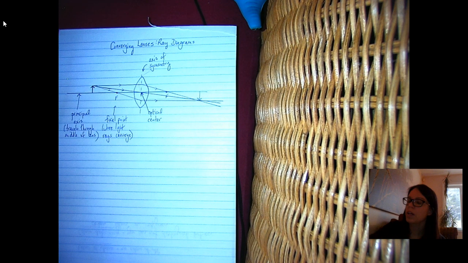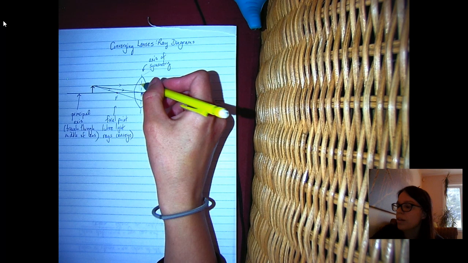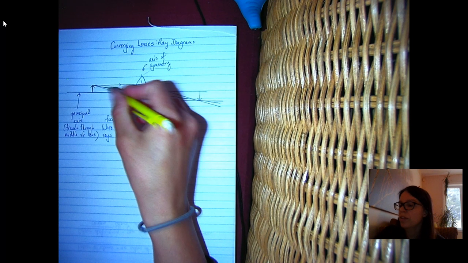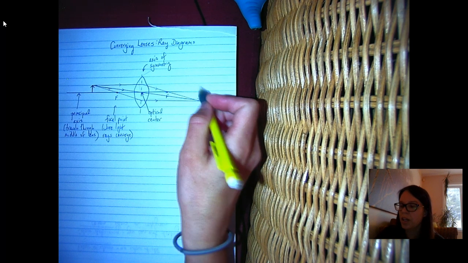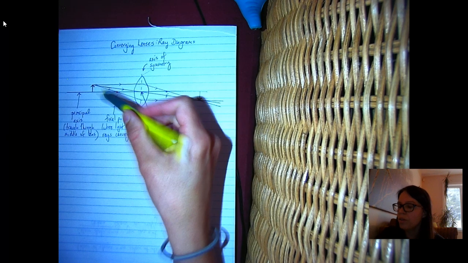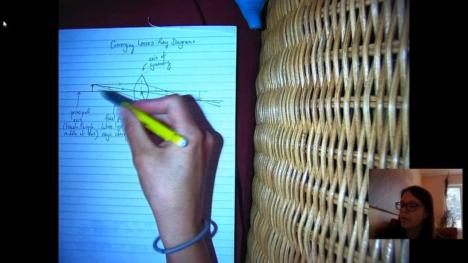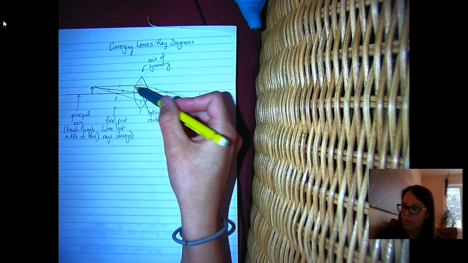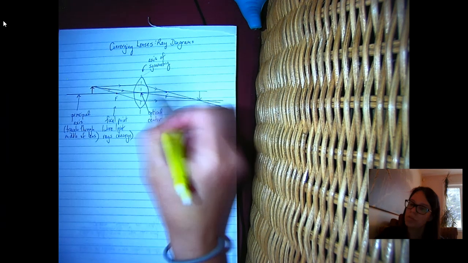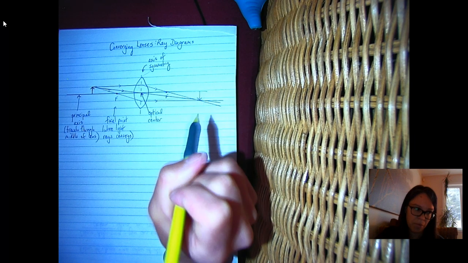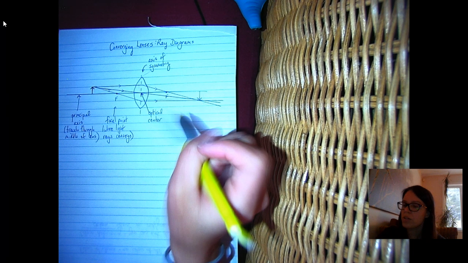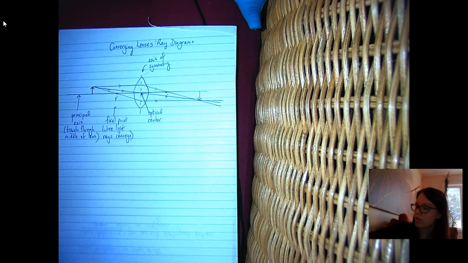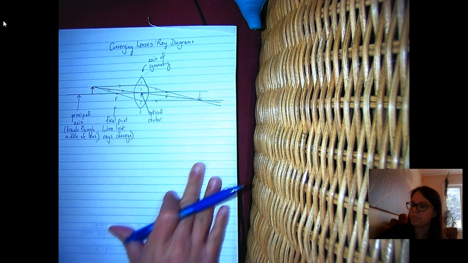So what I could have done is I could have gone parallel, turned and gone through F, and then used the optical center line to find the image. I could have used the optical center line, gone through F, and then turned parallel to find the image, or I could have used the top one and the bottom one. Any of those situations will get you to the same image. Okay, so let's just write the general rules of how to do this.